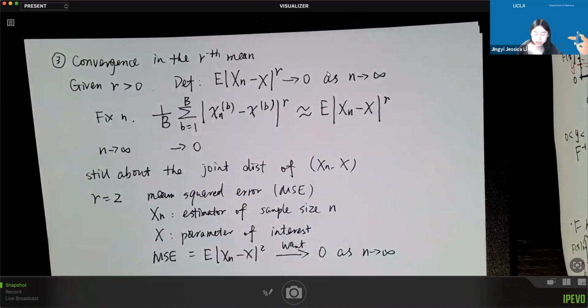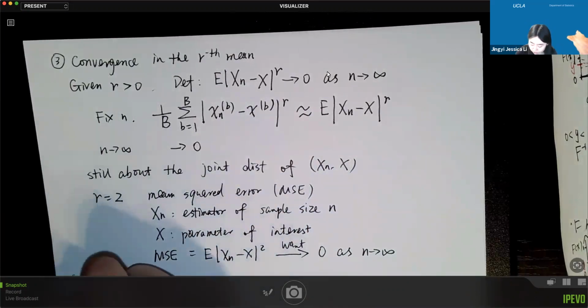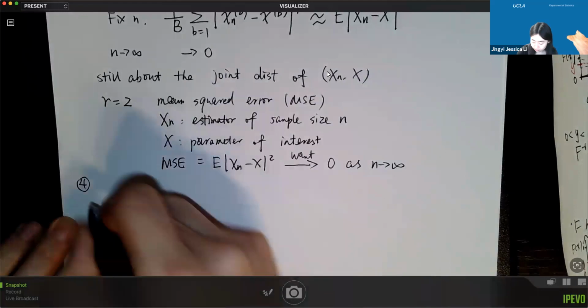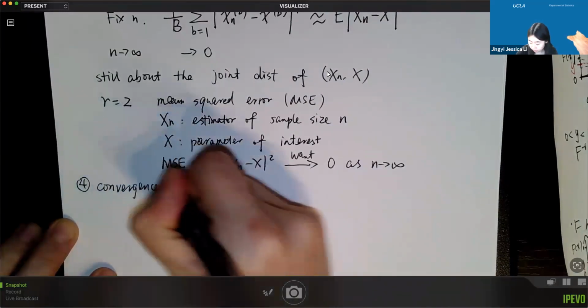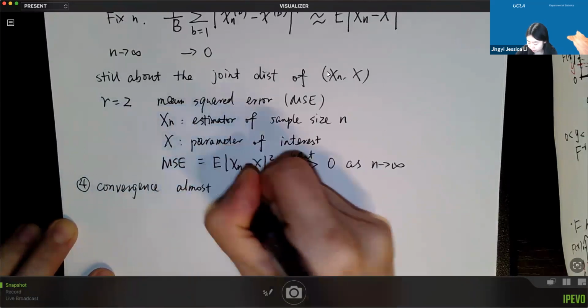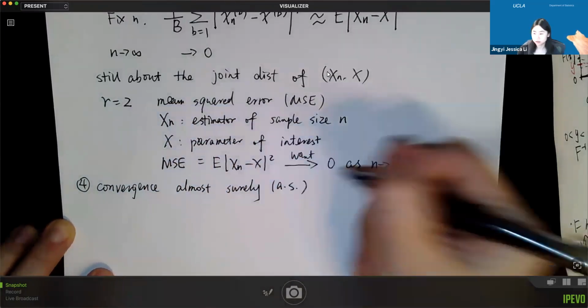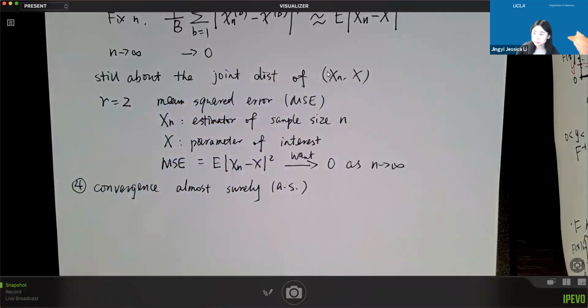Okay. Before we conclude today, I will introduce the last mode, but the most difficult one to understand. This is called convergence almost surely. Often you will see people write this as a.s., convergence a.s. This is the most important thing, I would say, if you take a measure theory or analysis class. But in statistics, it's not used so often, so that's why we put it last. Still, I think it's very good to know about it because this is the strongest convergence of all. And what does it actually refer to?